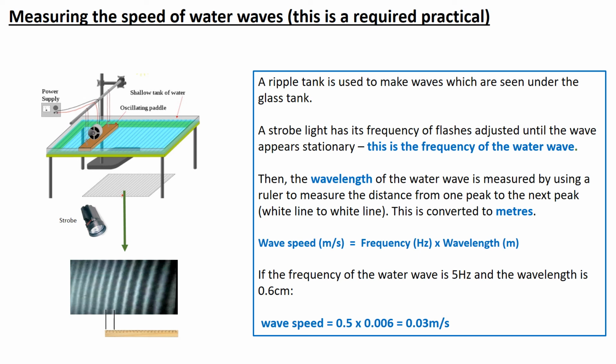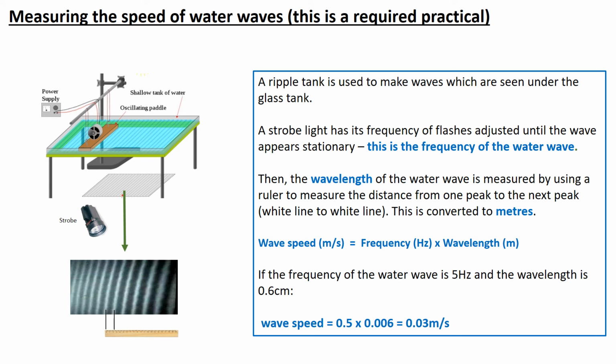We can also use something called a ripple tank to measure water waves. Now this is a required practical, and therefore it's something you're expected to be able to explain how to do in the exams and have had some sort of practical experience of how to do this. A ripple tank is used to make waves which are seen under a glass tank. You can see under my glass tank I've got this shadow. We usually put a nice sheet of white paper there to give us a nice crisp shadow.